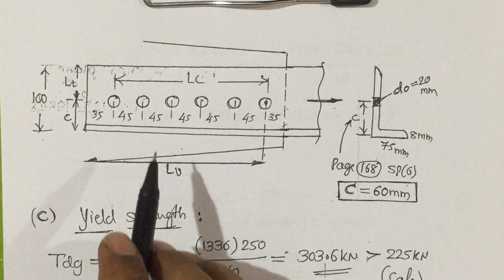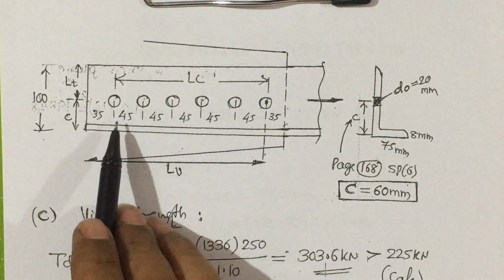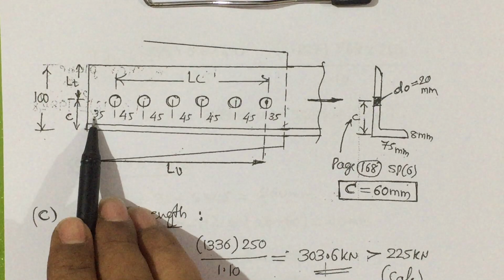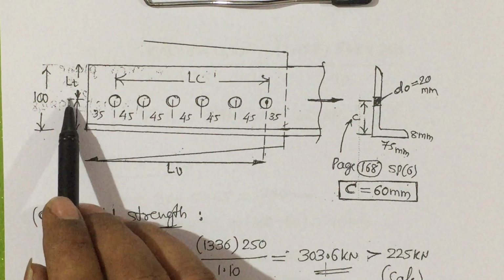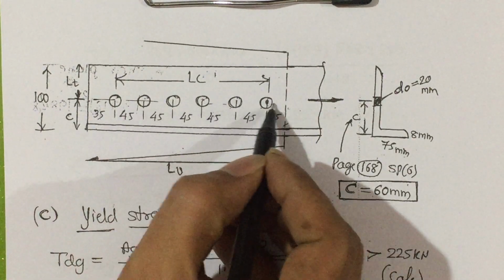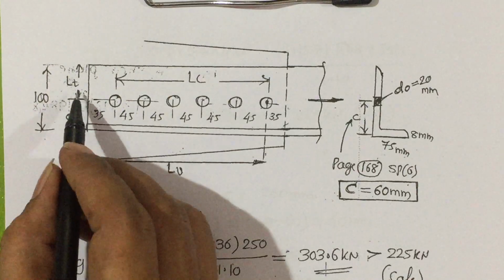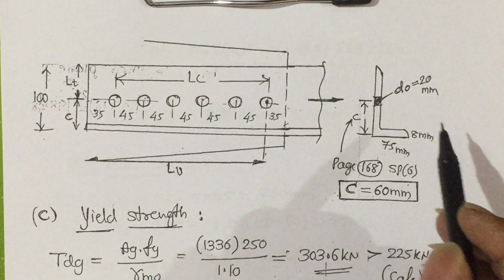Okay. How many bolts we got? 1, 2, 3, 4, 5, 6 number of bolts, and the pitch distance and edge distance we calculated by using the formula. And from the bottom to the center of that chain row, that is C, above that it is LT. Total leg length is 100.